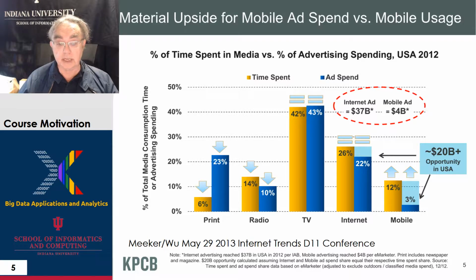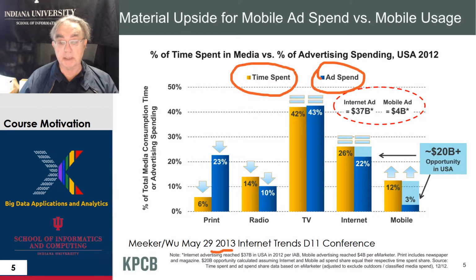Here is some more again from the Meeker 2013 talk. We have some comments on the world. Here is an interesting comparison of advertising, which is blue, versus how people actually spend their time. And the claim is there are some interesting features here. For TV, which has 43% of the advertising budget, people spend 42% of their time. So that's pretty well matched.